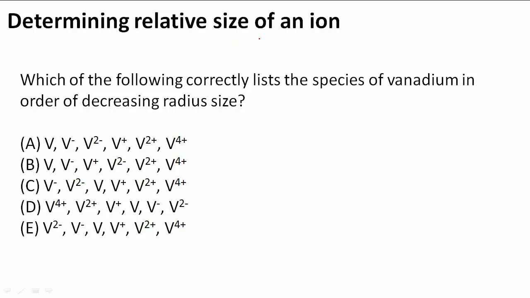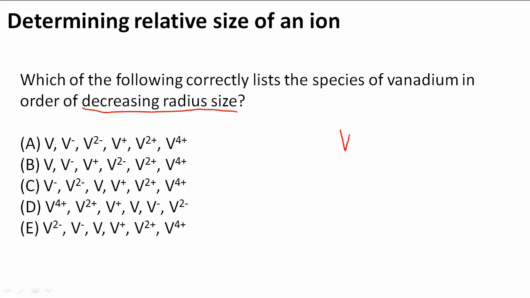Determining relative size of an ion. So when something says, like this example problem, which of the following correctly lists the species of vanadium in the order of decreasing radius size? When we talk about the radius, we also are talking about the size of the ion. So we have to look at these options and see how we can order these in decreasing radius size order.